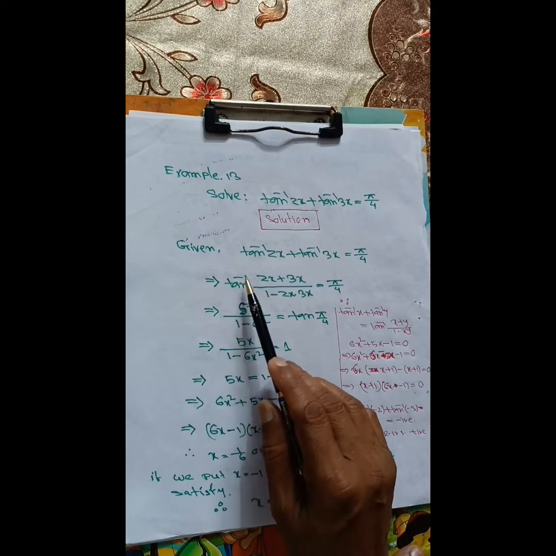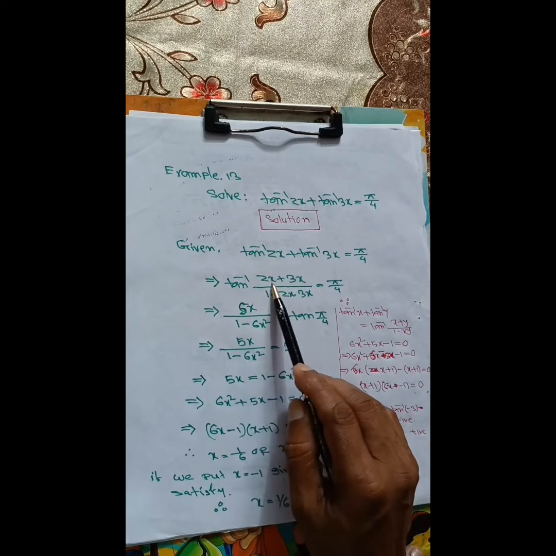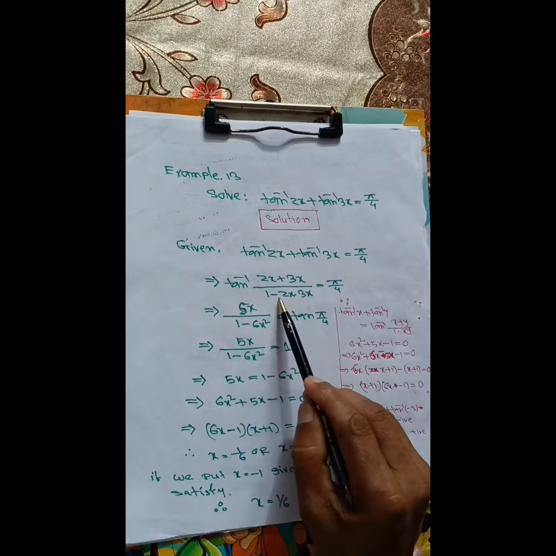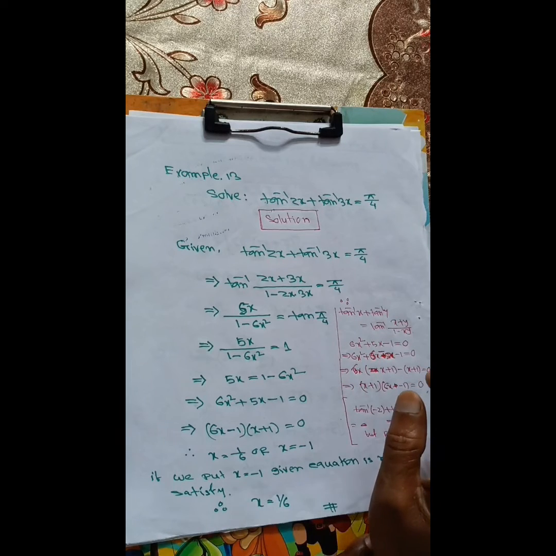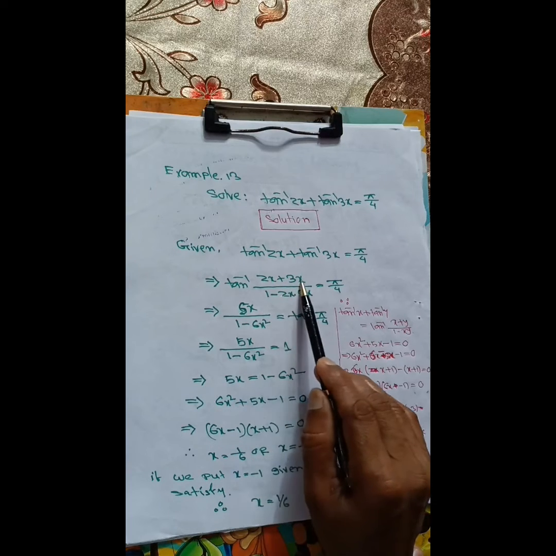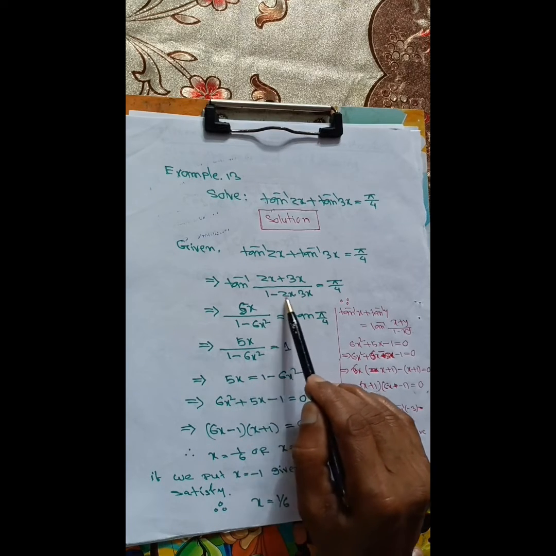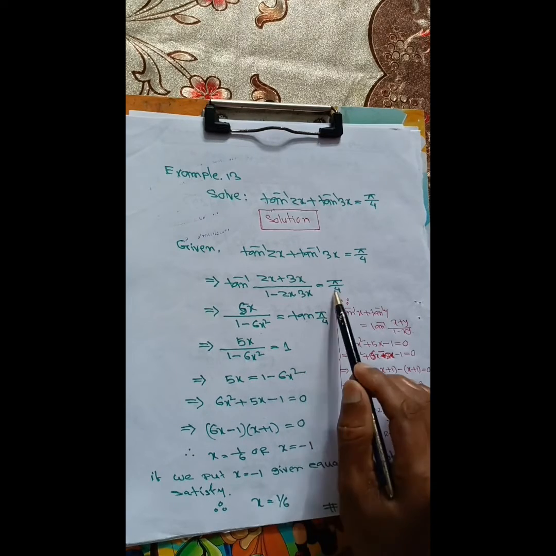Solution: given tan inverse 2x plus tan inverse 3x is equal to pi by 4. This implies tan inverse, we can use this formula, that is tan inverse of x plus y divided by 1 minus xy, equal to pi by 4. Next, 2x plus 3x equal to 5x divided by 1 minus 6x square. Tan of pi by 4 is 1.